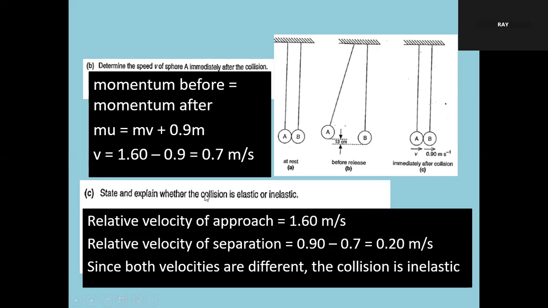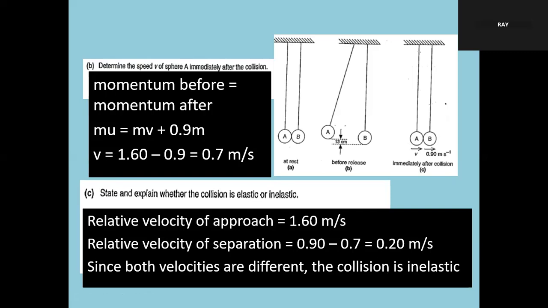Then state and explain whether the collision is elastic or inelastic. Relative velocity of approach: initially this is stationary, this one comes down with a speed of 1.6. There's the approach. Relative velocity of separation: 0.9 and then 0.7, subtract. Since both are different, the collision is inelastic.